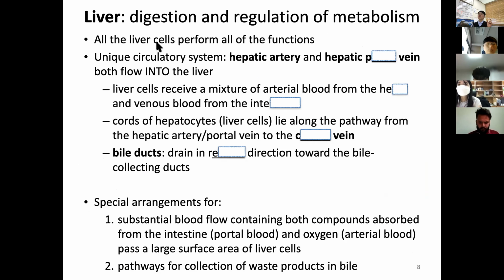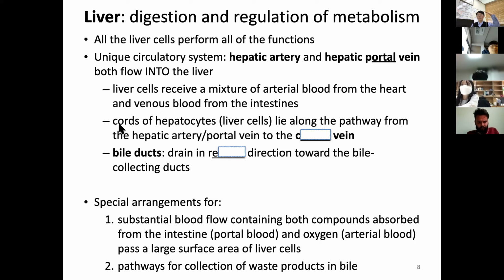So all the liver cells perform the same function. That's why you can chop part of your liver out and still live. And it has a unique circulatory system, which is the hepatic artery and the hepatic portal vein. Interestingly, they both flow into the liver, mixing together. And your liver cells receive a mixture of arterial blood, which contains oxygen from the heart, and venous blood from your gut, which is the intestines.